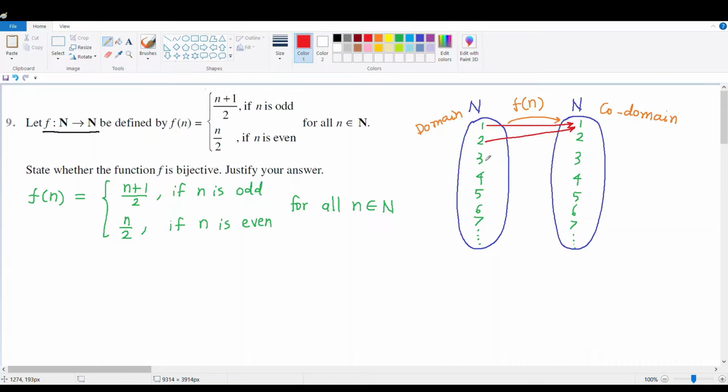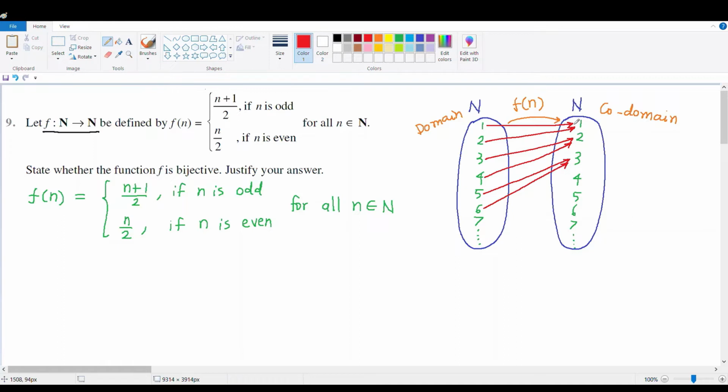But let's keep on seeing what happens. 3 is odd, so you are going to use this equation. (3+1)/2 is 4/2, which is 2, so 3 is going to get connected to 2. Now let's see where 4 goes. 4 is even, so we need to use this equation. 4/2 is going to be 2. Now 5 is odd, (5+1)/2 is 6/2, so 5 is going to get connected to 3. 6 is even, so 6/2, 6 is going to get connected to 3.